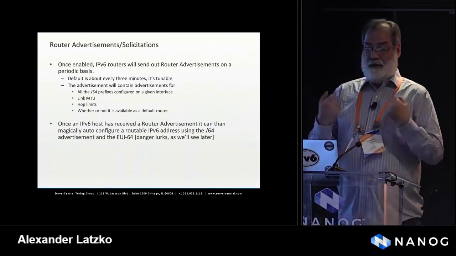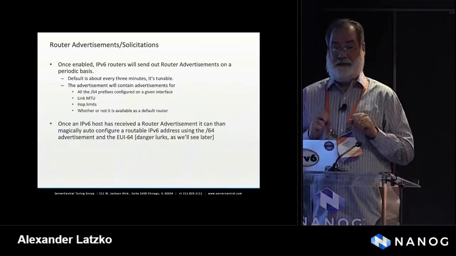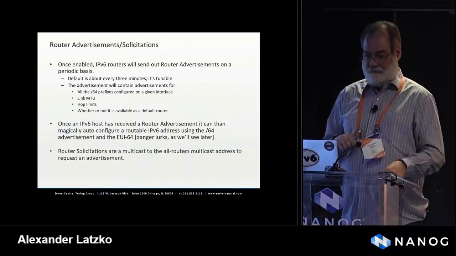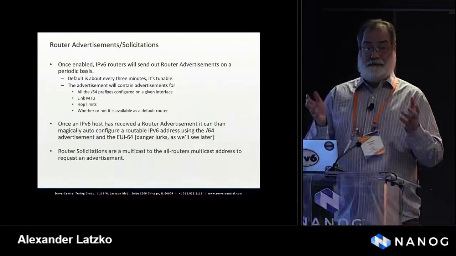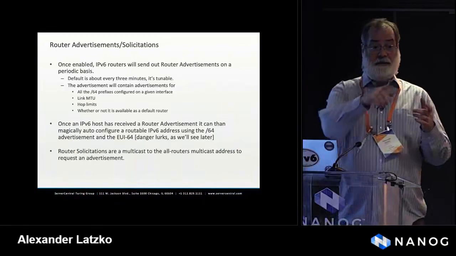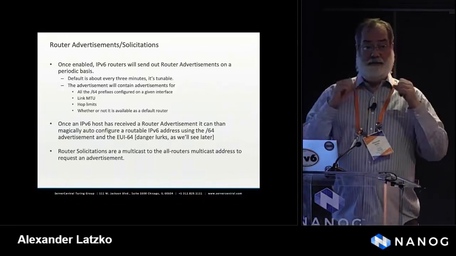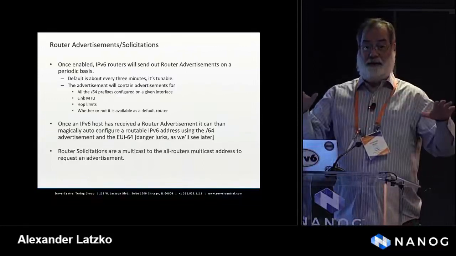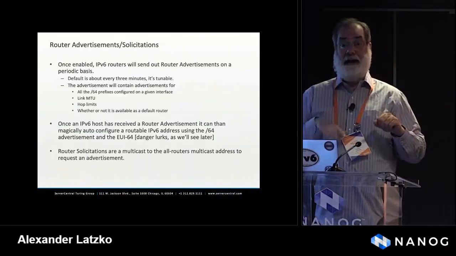So, once you've received an RA, you can magically auto-configure yourself. Some danger works, and we'll touch on that in a bit. And router solicitations are multicast. So, as I said, you are all the multicast domain, so I'm going to send my router solicitation, it'll hit everybody, and hopefully one of you is going to come back and send me a router advertisement off cycle.